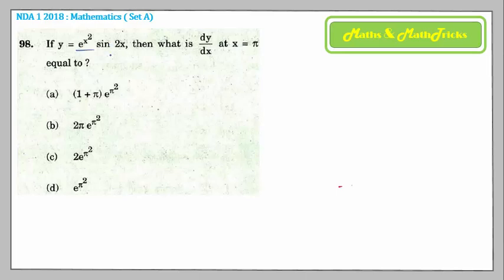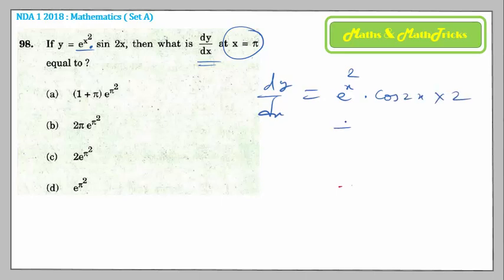y is given to us as e to the power x square into sine 2x, to determine the derivative at x equals pi. So differentiate, then you are going to get dy by dx equals, see, e power x square into sine 2x, UV rule of differentiation. So e power x square as it is into the derivative of sine 2x, which is cos 2x into 2, plus sine 2x as it is, into the derivative of e power x square, again the power is a function, so 2x. So in this, just don't waste time to simplify, just substitute x equals pi there.